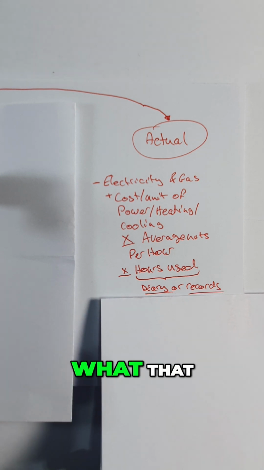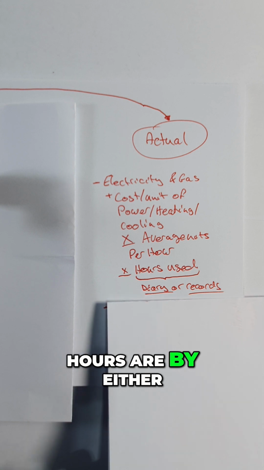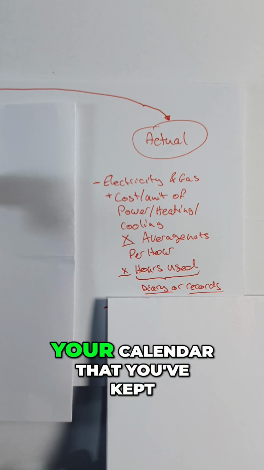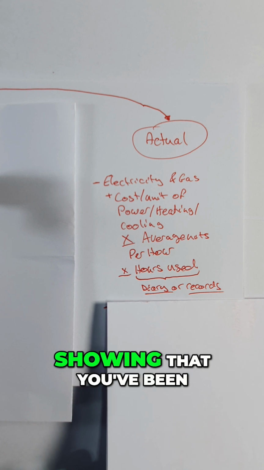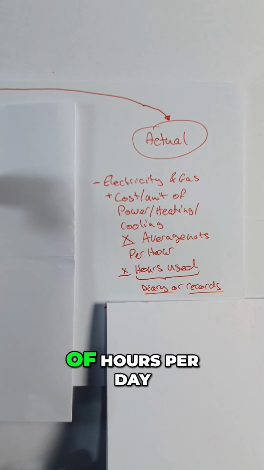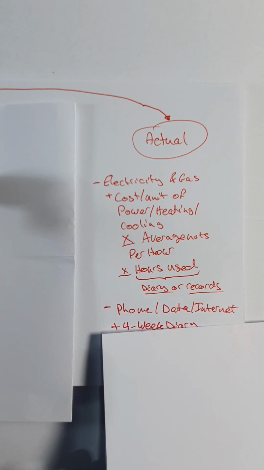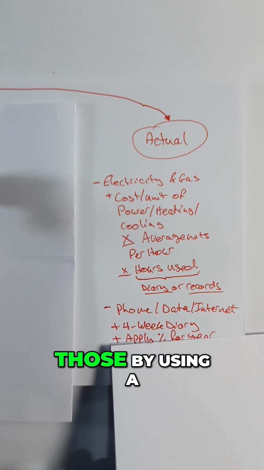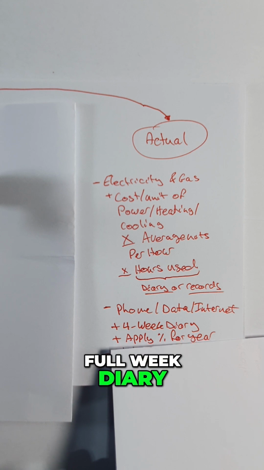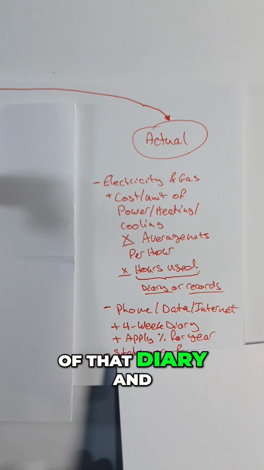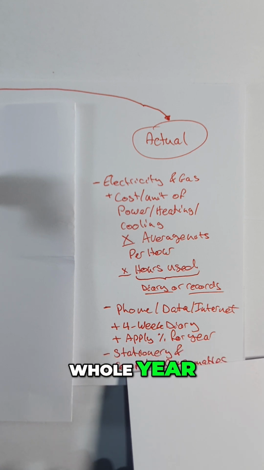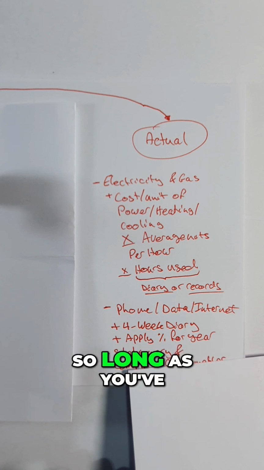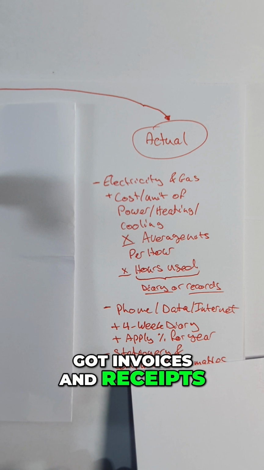And you can determine what those hours are by either keeping a diary or looking at records such as, for example, your calendar that you've kept, showing that you've been working for a number of hours per day. You can also look at your phone, the data and internet, and you can claim those by using a 4-week diary, looking at the percentage of that diary and applying that for the whole year. Stationery and computer consumables can be claimed so long as you've got invoices and receipts for them.